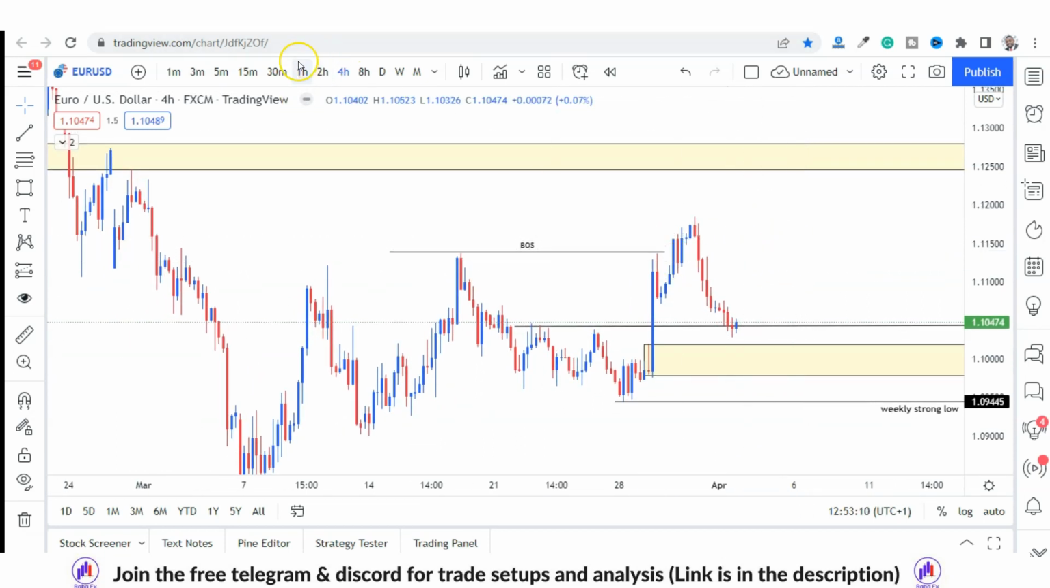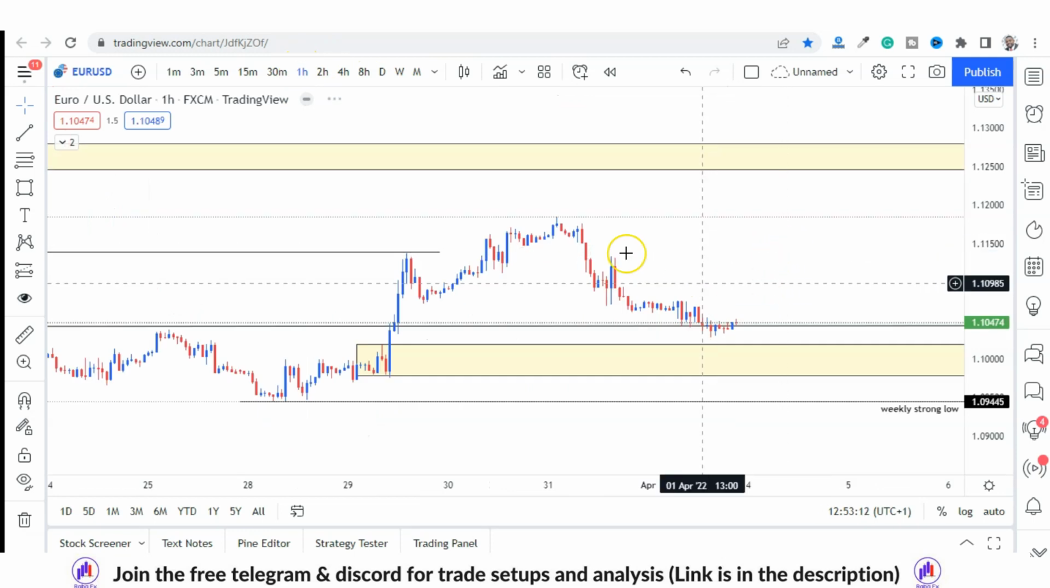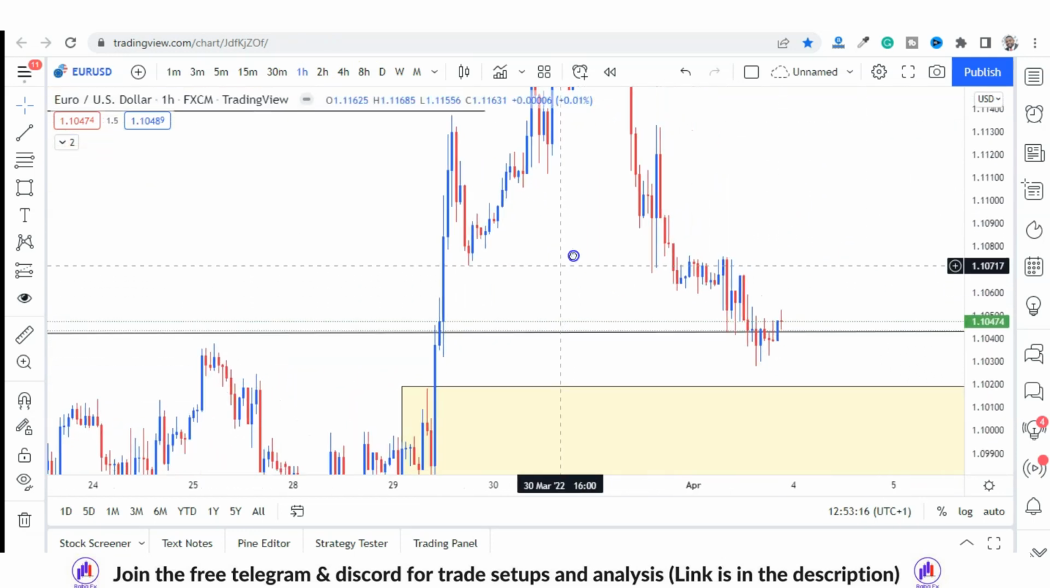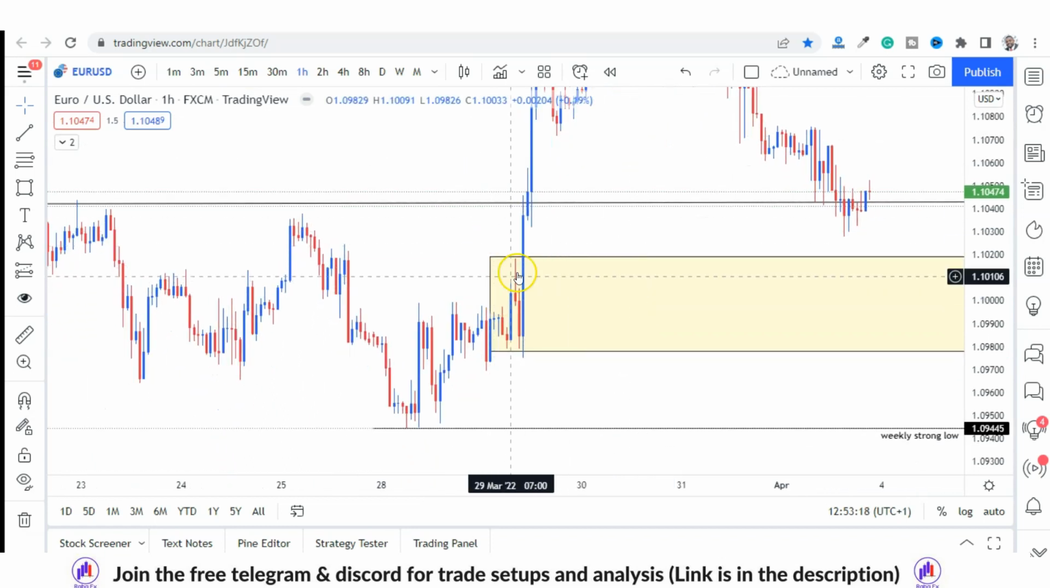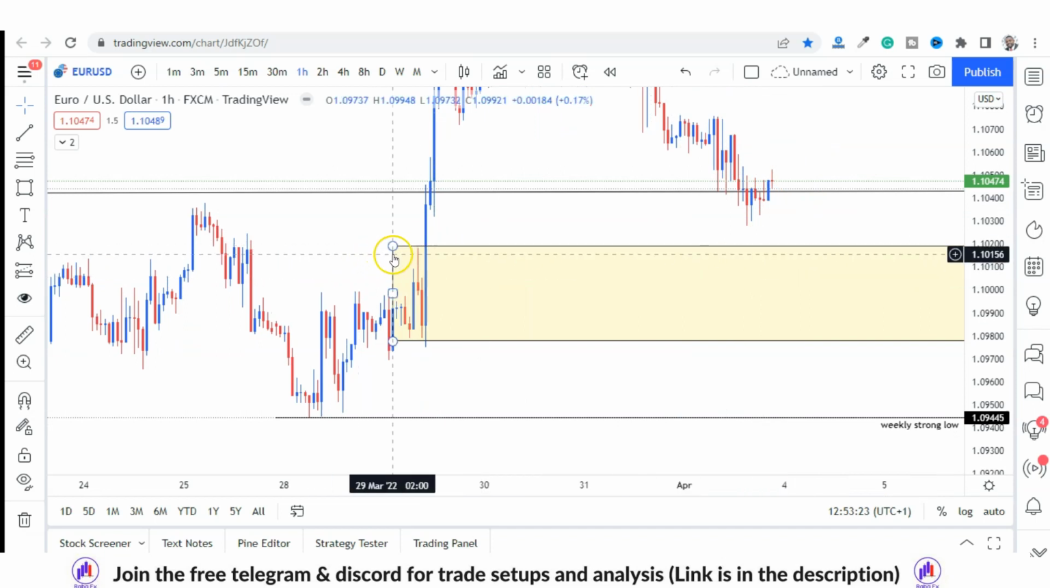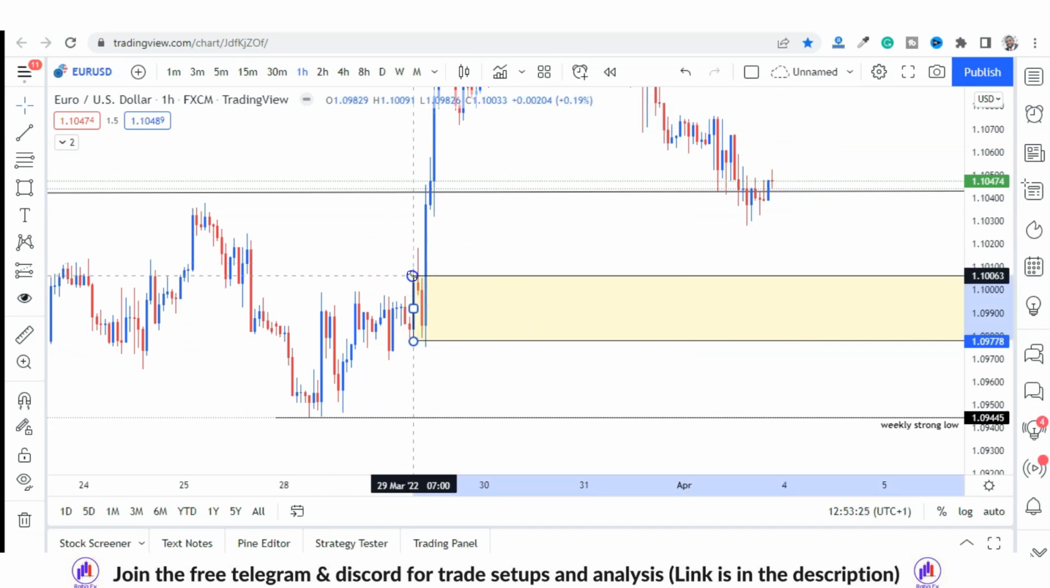Then from there, look at the 1 hour. What can we see? Same thing. Either you just wait for price to come in here, or you can refine back to this.